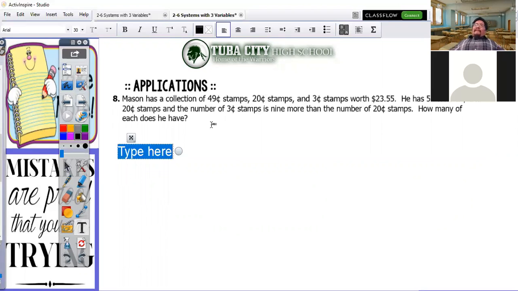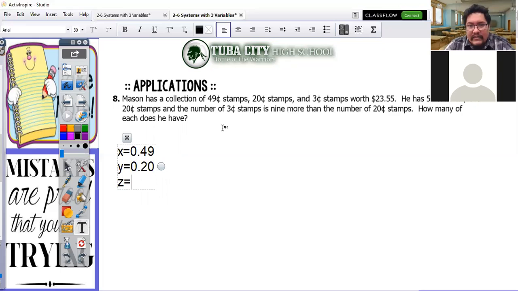So unlike the first one, that was easy to put together, this one looks like it's got a lot of stuff going on. But again, remember, there are 3 variables and 3 equations. First off, the easiest thing to do is identify what we're working with. So we need to assign something to x, something to y, and something to z. The first thing they mention are the 49-cent stamps, and I'm going to turn it into a dollar amount. Then y is going to be the 20-cent stamps, turned into a dollar amount. And the last one is the 3-cent pieces, so those are going to be z.